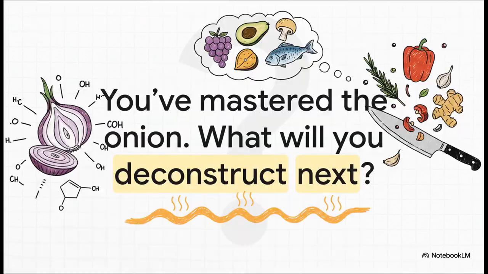And of course, this way of thinking doesn't just apply to onions. This framework of deconstructing an ingredient through its chemistry can be used for almost anything you cook. Which leaves us with one final thought. Now that you've mastered the onion, what are you going to deconstruct next?